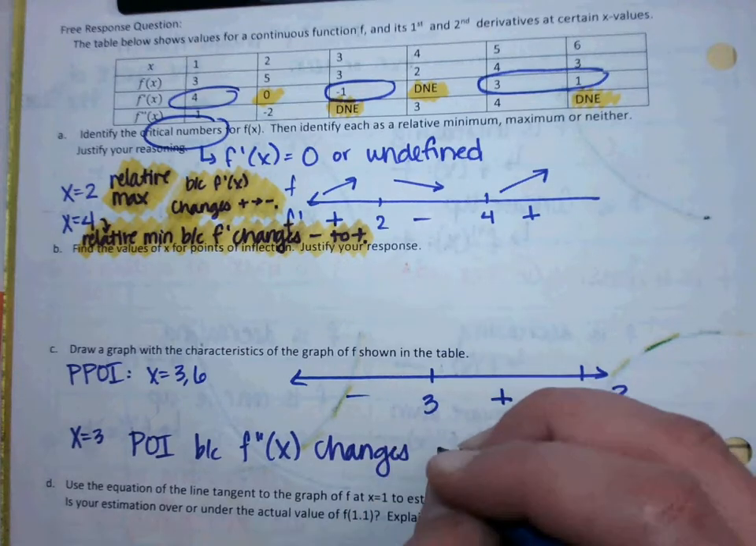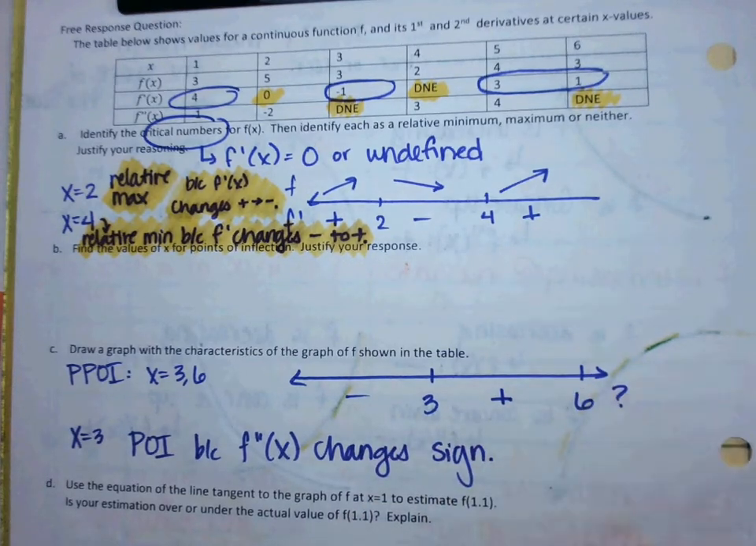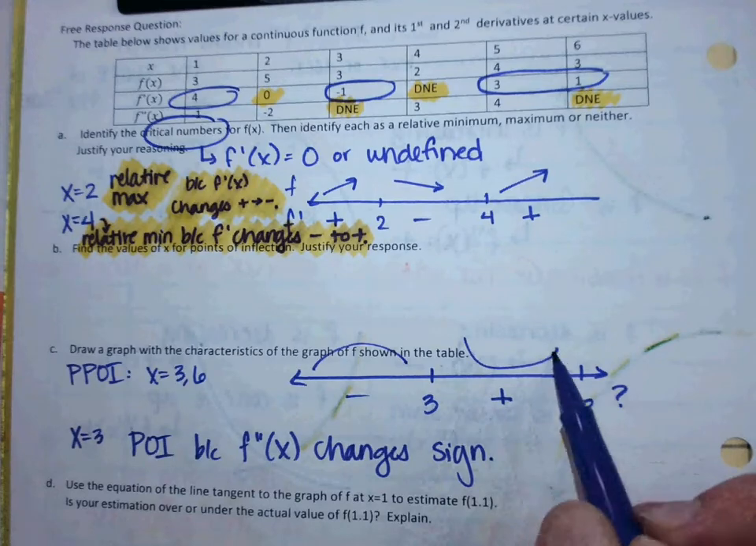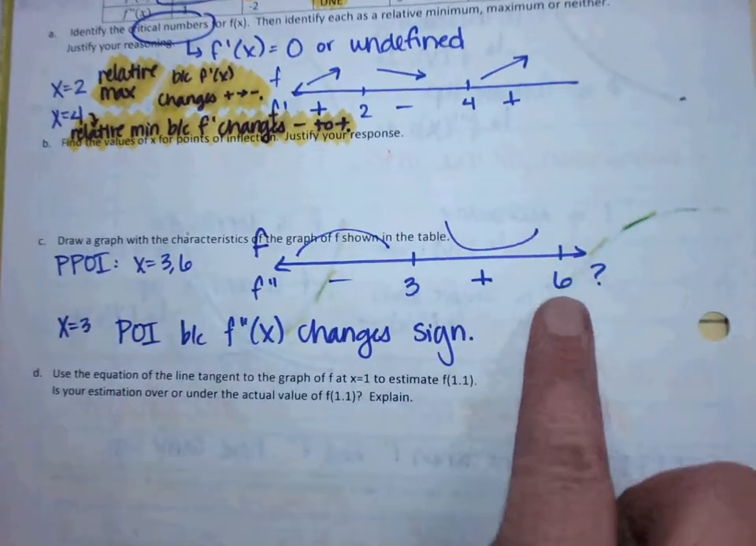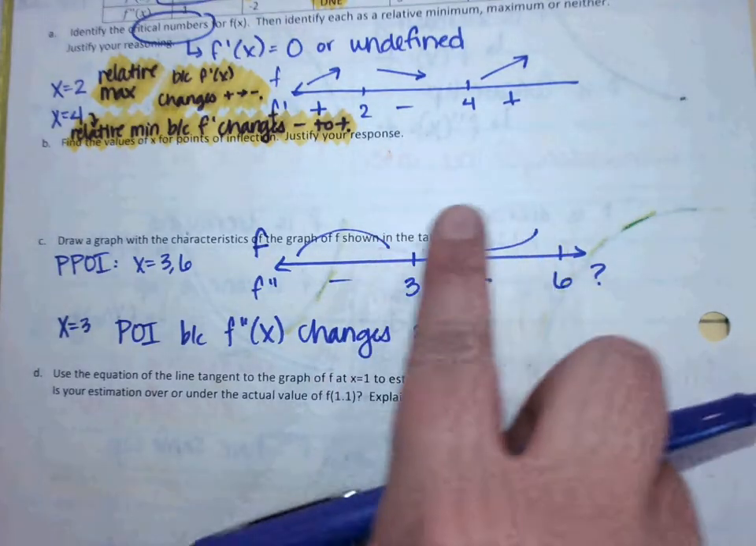Do I have to say from negative to positive? No, concave down, concave up, f double prime f. Okay, and then make sure you do want to label your little line chart.